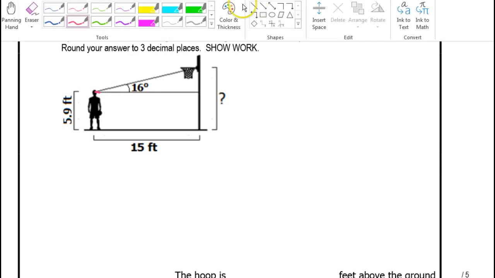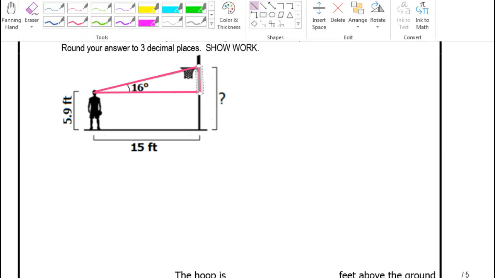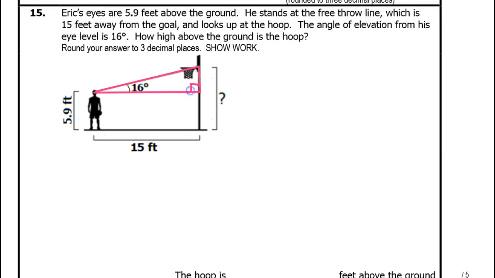So first of all, let's highlight the triangle, right? Because this unit is about right triangles. So of course we're going to be solving a right triangle. So here is the right triangle that we will be solving. So we know the bottom of this triangle is 15, because that's the same as the 15 that's down here. We do not know this vertical side of the triangle. But if we find that out, we will be able to find the height of the goal, because all we'll have to do is add the 5.9, and then we add the x, and that should be the total height of the hoop. So that's our strategy.